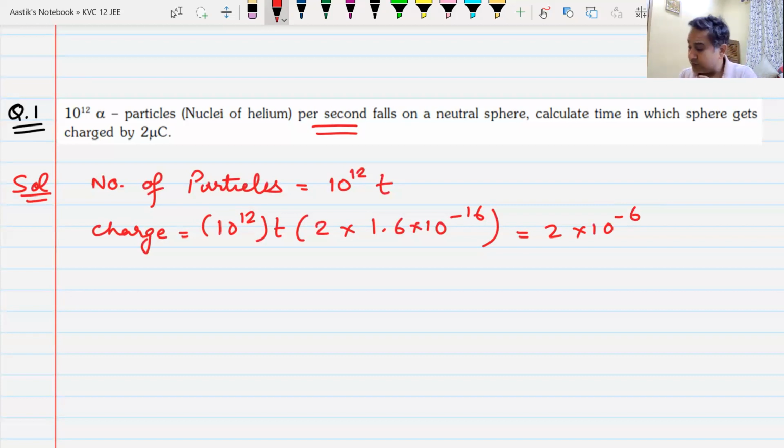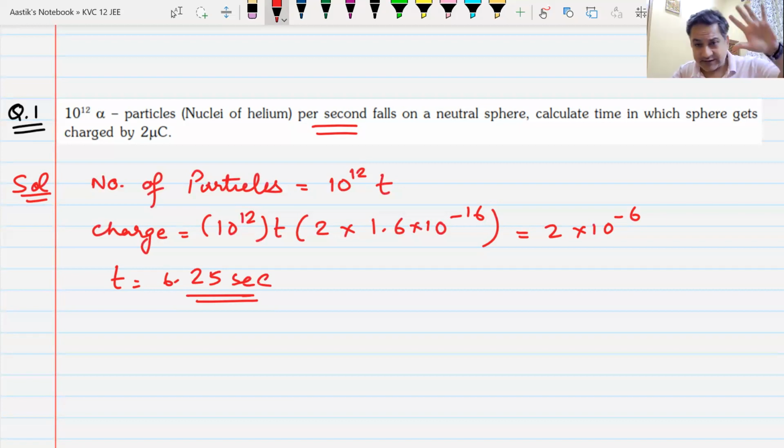Just equate the two and you will end up with the time. And I think the time is coming as 6.25 seconds. Do we understand this, everyone? So if there is a question of this nature, this is how you must do it. Shall we move ahead? Everyone understands it?